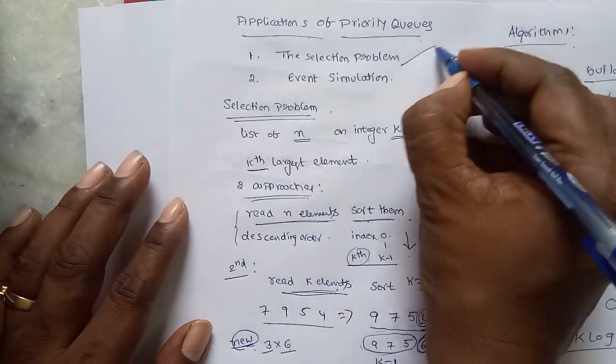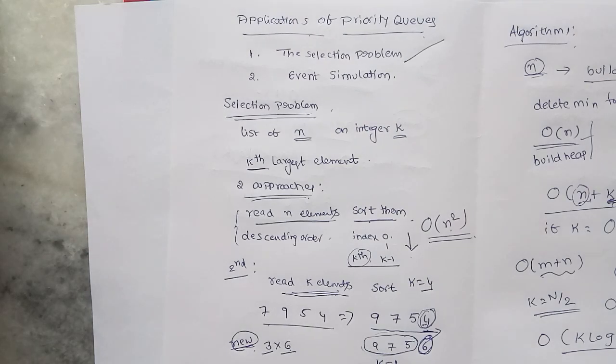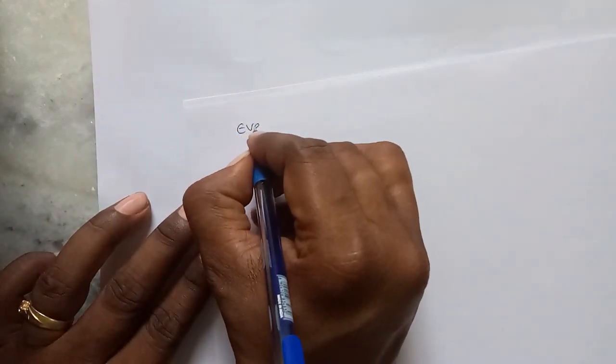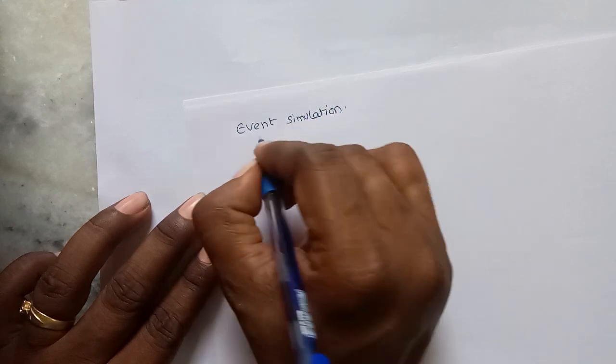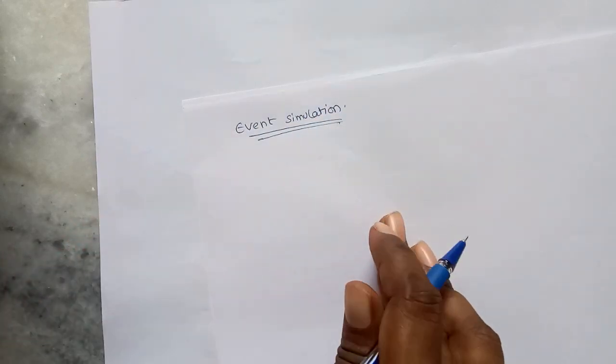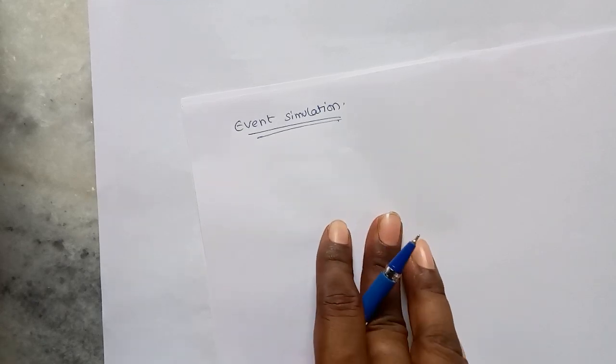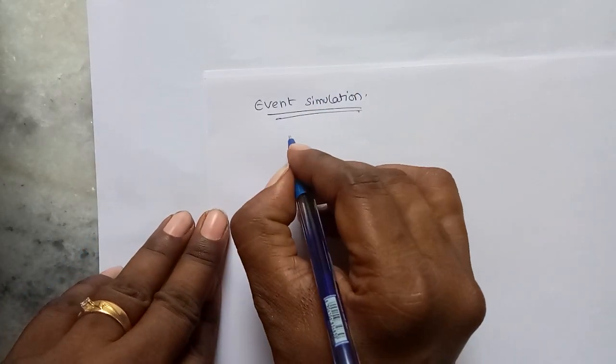That is the first application, the selection problem. Next we will move to the second one, that is event simulation. So in this, consider an example.